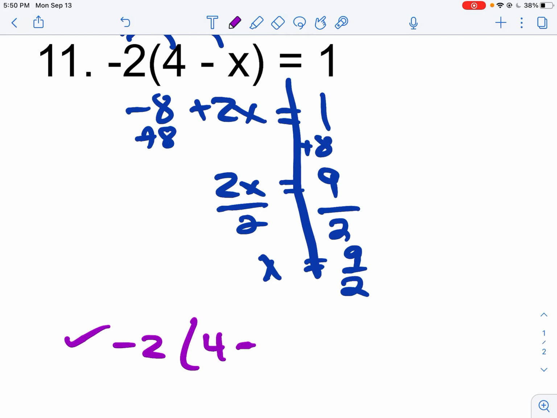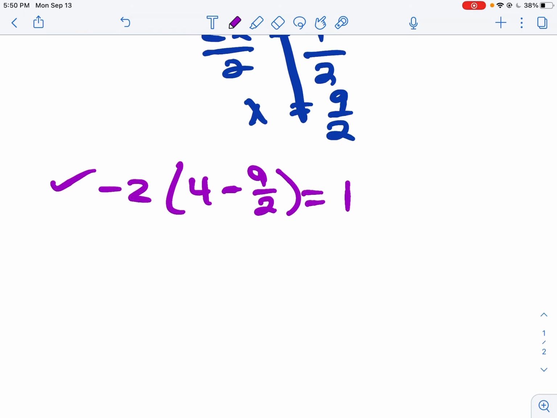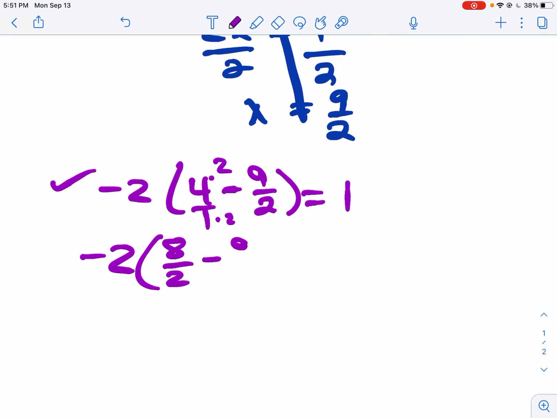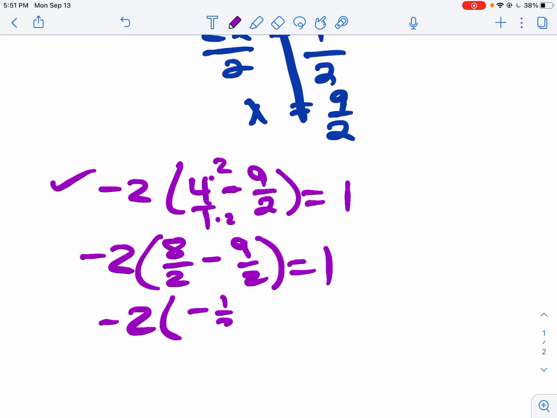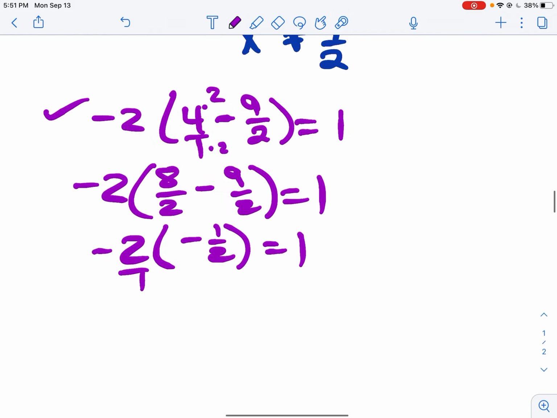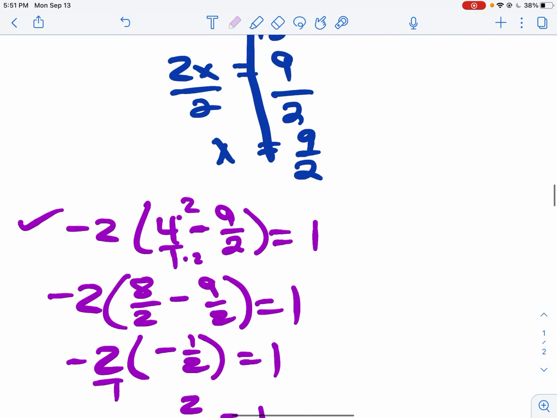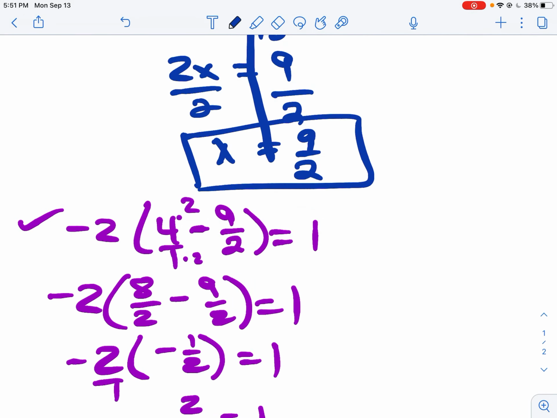I plug it back in to make sure that I have the correct answer. So negative 2, 4 minus 9 over 2 equals 1. Okay, so I want this to have the common denominator. So I'm going to multiply this by 2 and this by 2. So I would get 8 over 2. 8 over 2, if I divide 8 by 2, I'd get 4. So that's what I started with. So then I would get negative 1/2. Negative times negative is a positive. I'd get 2 over 2, which is 1. So 9 over 2 is the correct answer.